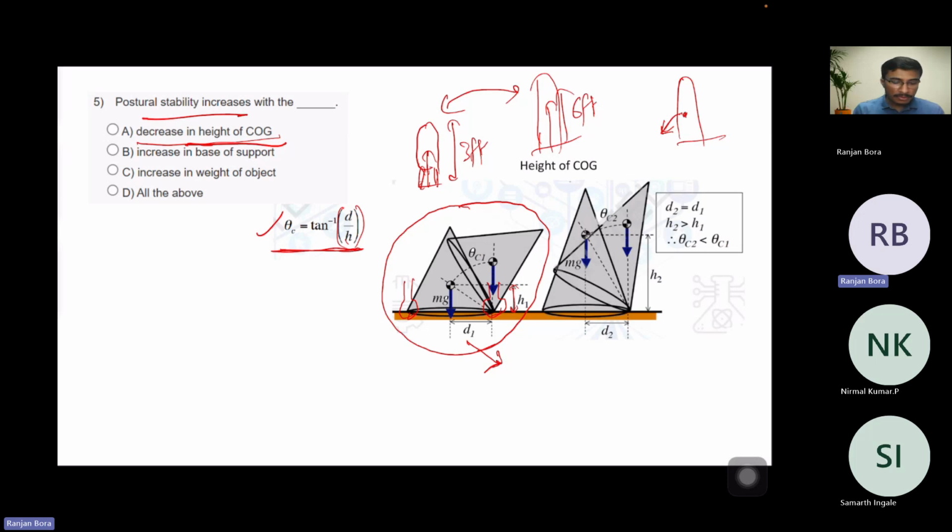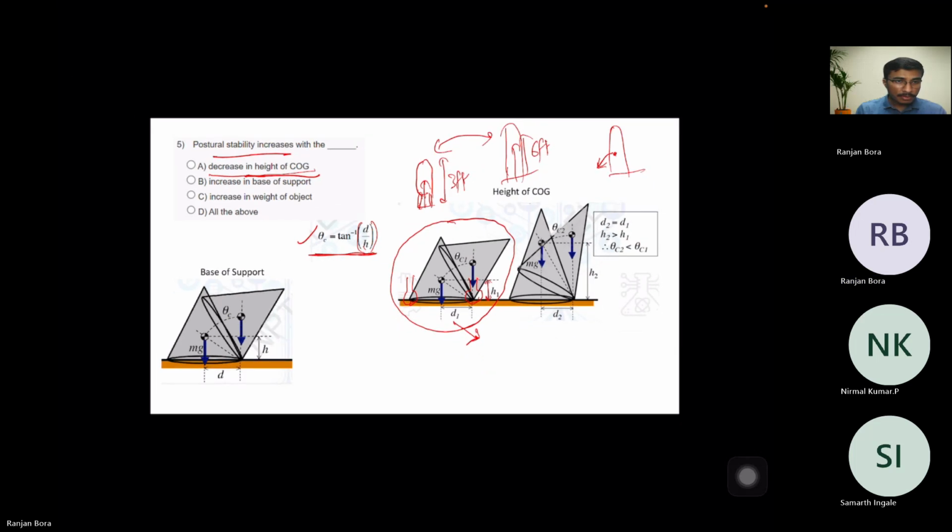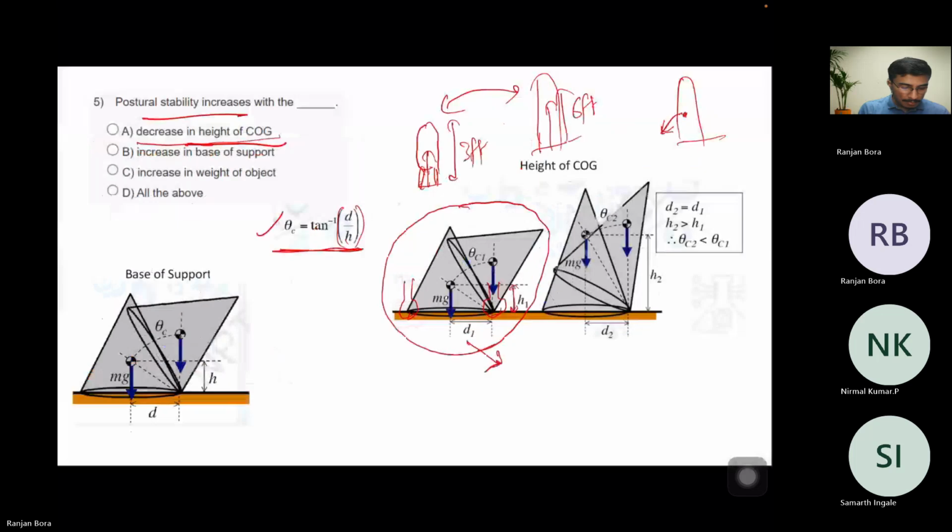Okay. So next we'll see the base of support. What happens if the base of support increases? If the base of support increases, then D will increase, so theta will increase. So the stability will increase. And also if the weight of the object increases, then it will be difficult to displace that object. So in this case, all of the options are correct.